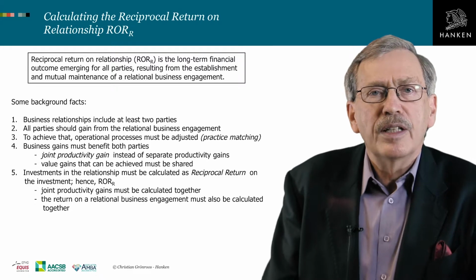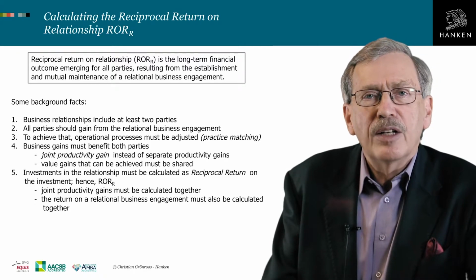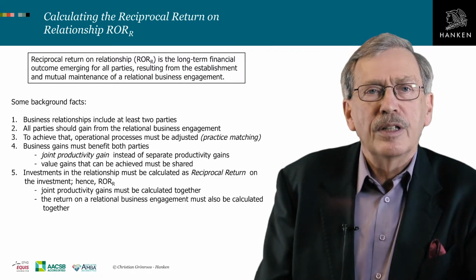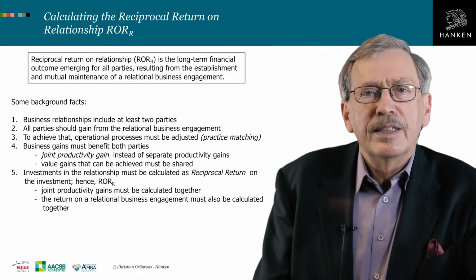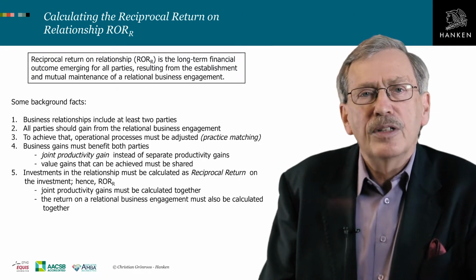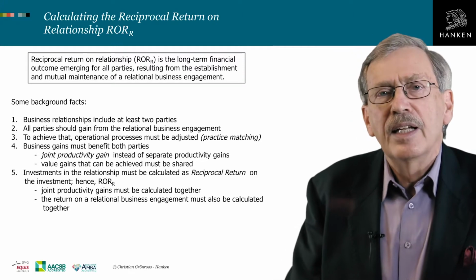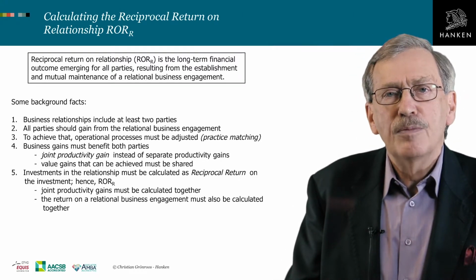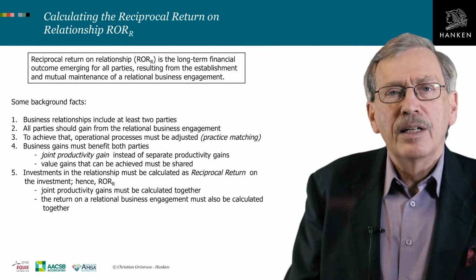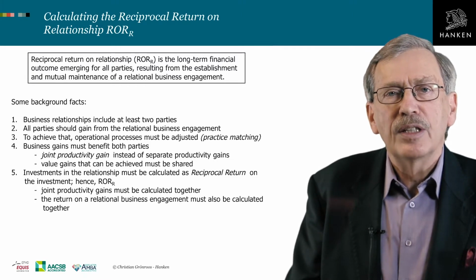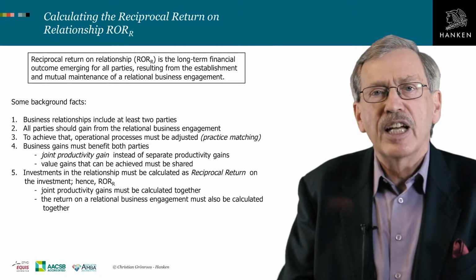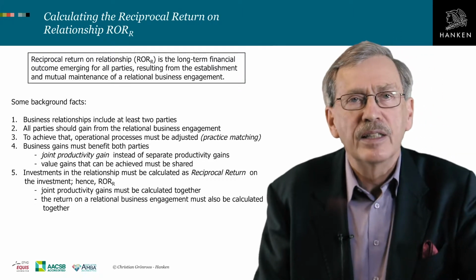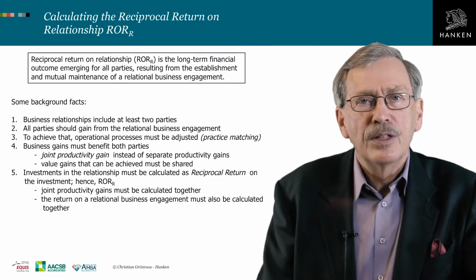So investments in the relationship must be calculated as reciprocal return on relationships. We have to calculate the return on the investment as a reciprocal return. Joint productivity gains must be calculated together, and the return on the relational business engagement must also be calculated together. So how to do that?